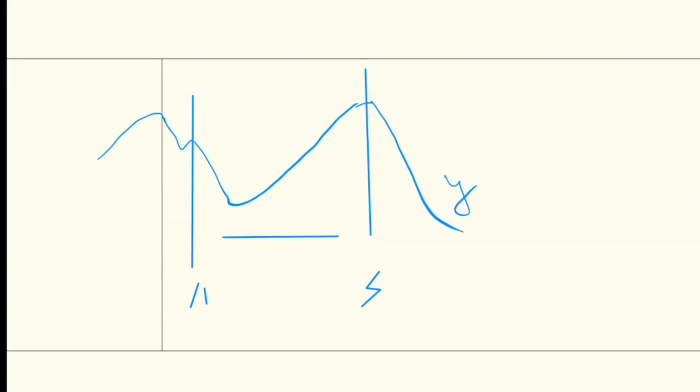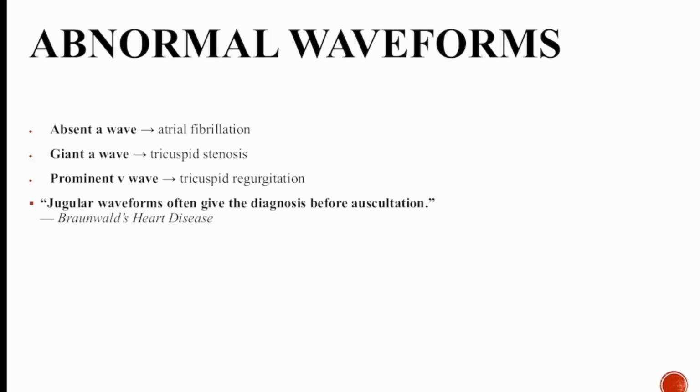Now we look into some of the common abnormalities in the JVP. A waves are absent, as we know, in atrial fibrillation. A giant A wave can occur when there is a tricuspid stenosis.